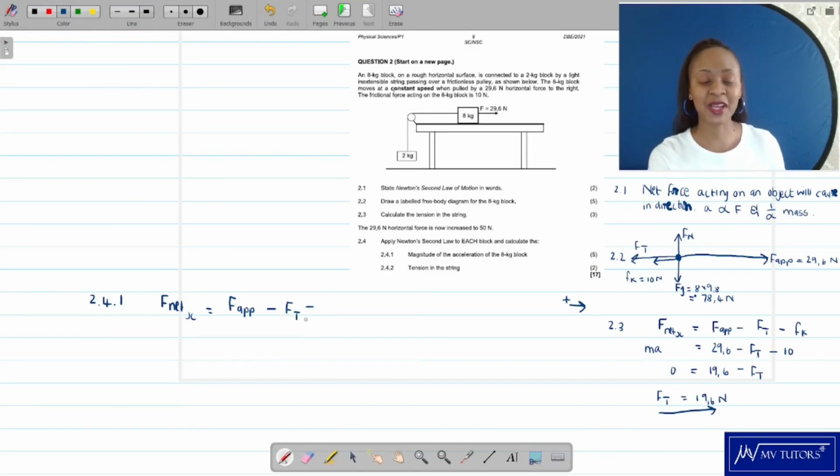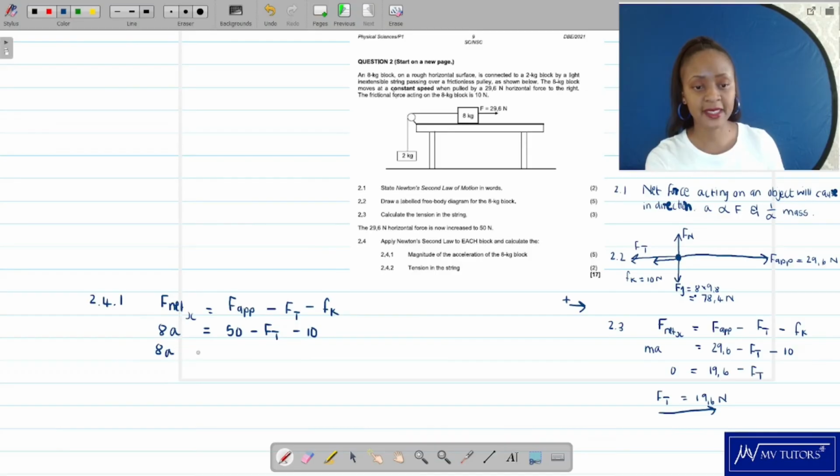So we have the force applied minus the tension force minus the friction force. But this time there is an acceleration. The mass is 8 and there is an acceleration. We know our applied force is 50. Our tension force, we don't know. Our force of friction is 10. So simplifying it, I have 8 times acceleration equals 40 minus tension force.